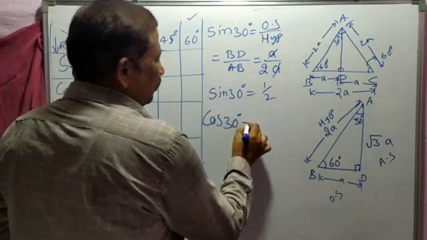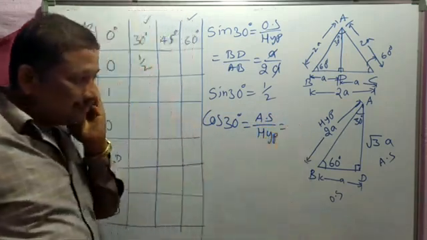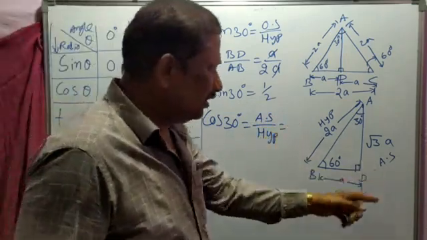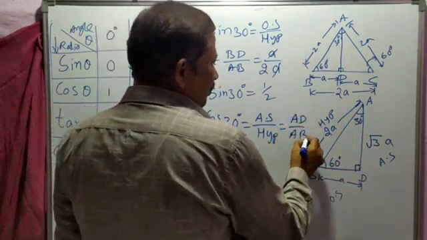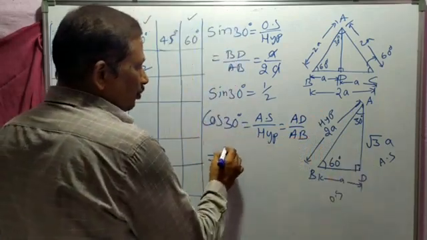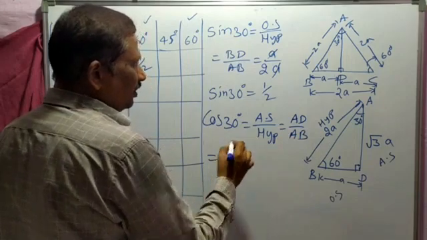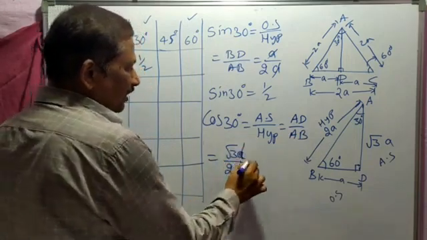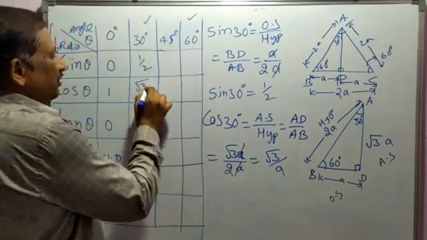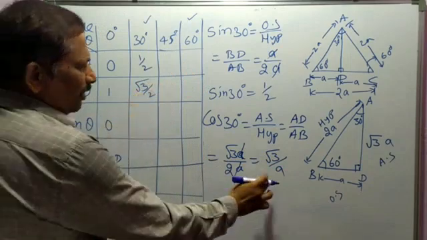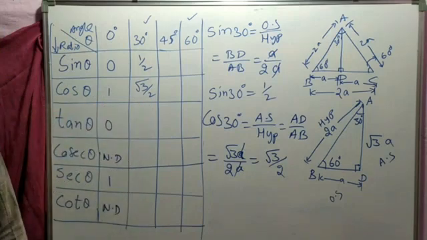Cos 30 degrees is equal to adjacent side by hypotenuse. What is the adjacent side here? This is the adjacent side to 30 degrees, so that is AD divided by AD. What is the AD value? Root 3A by hypotenuse value 2A. So from this, what do we get here? A gets cancelled. Root 3 by 2 will come. So cos 30 degrees, root 3 by 2 will come.